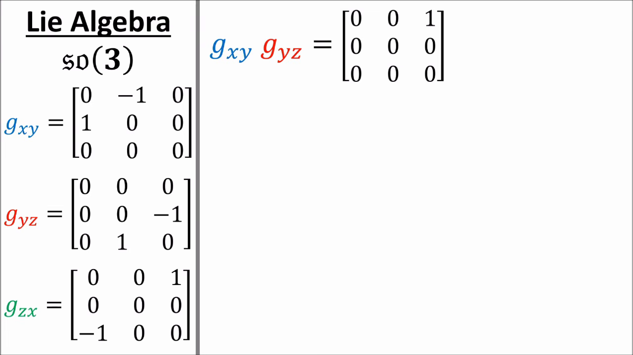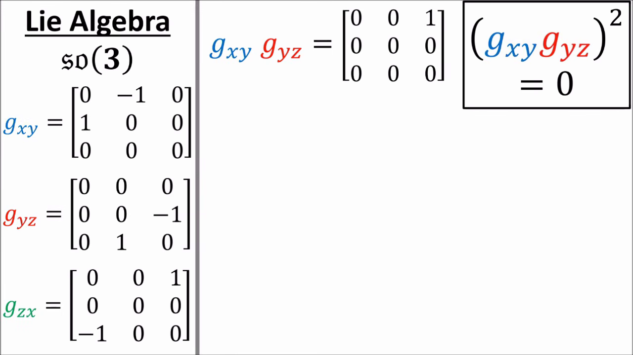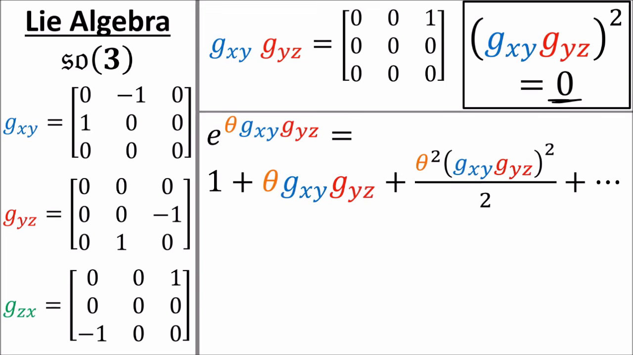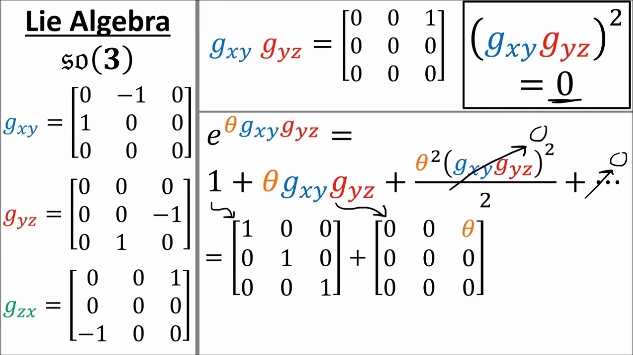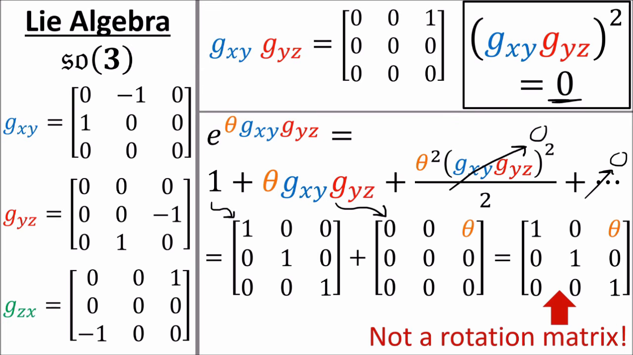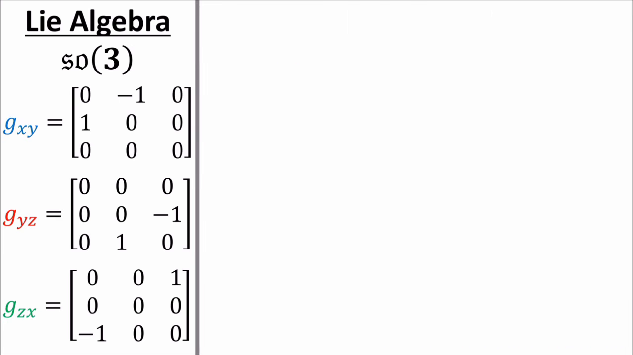We get this matrix here. This matrix actually squares to 0, so when we exponentiate it, only the first couple terms in the series are non-zero, and we get this, which is not a rotation matrix. However, let's try something else.